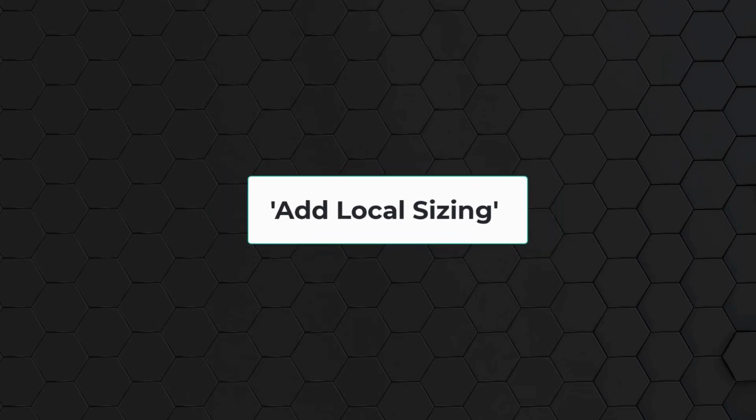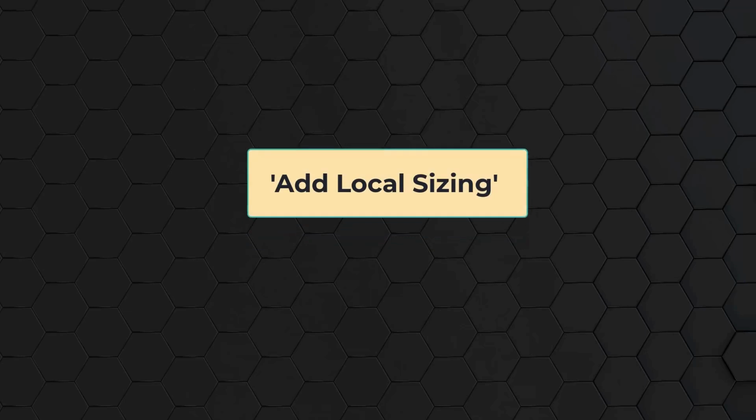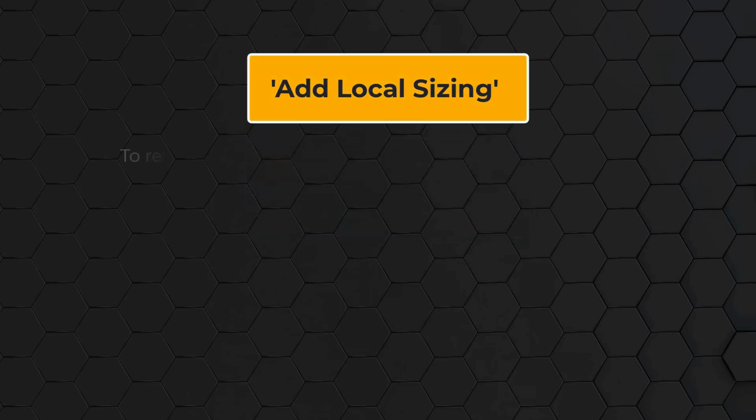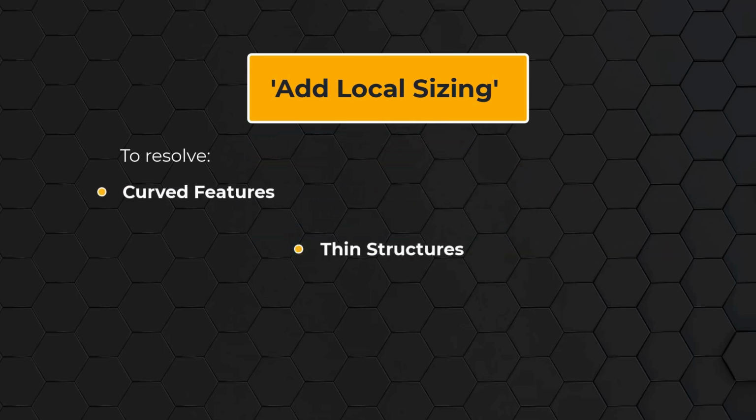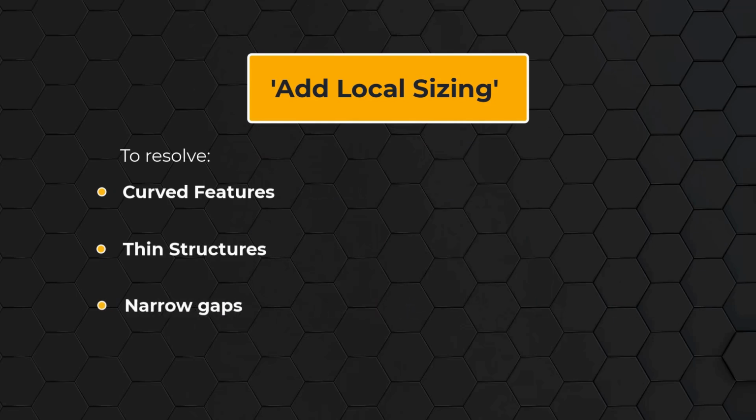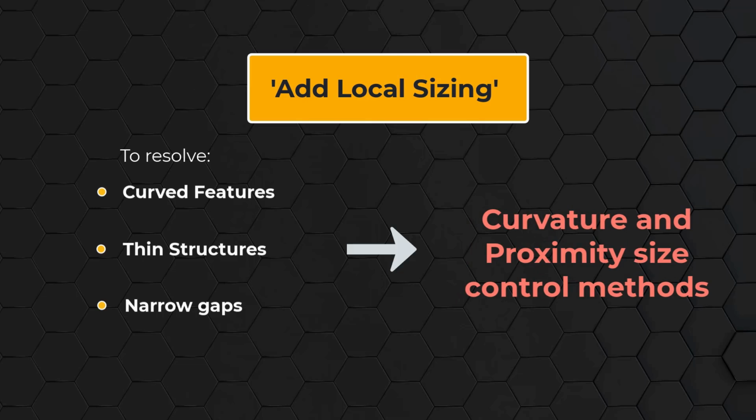Hello and welcome to the second part of the two-part lesson on Add Local Sizing task of the Ansys Fluent Meshing Watertight Geometry workflow. Most of the CAD geometries used for simulation will have some combination of curved features, thin structures or narrow gaps that may need to be resolved accurately. For this, we have the curvature and proximity size control methods in the Add Local Sizing task, which will be the focus of this video. Sounds interesting, right? Let's get started.